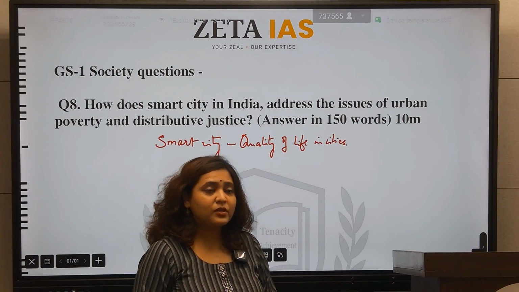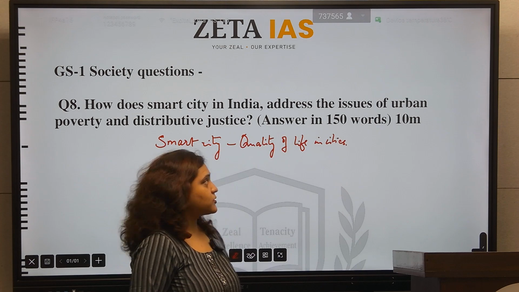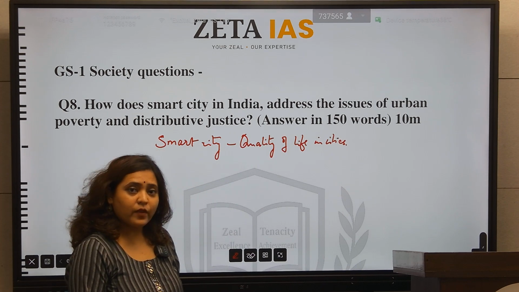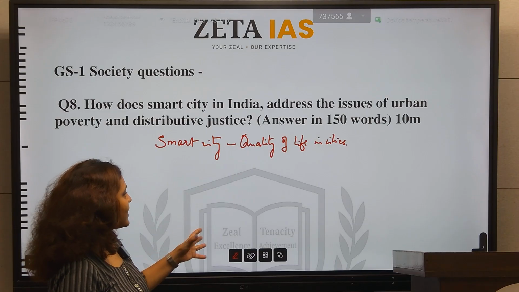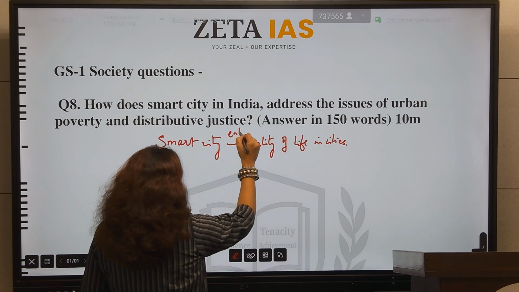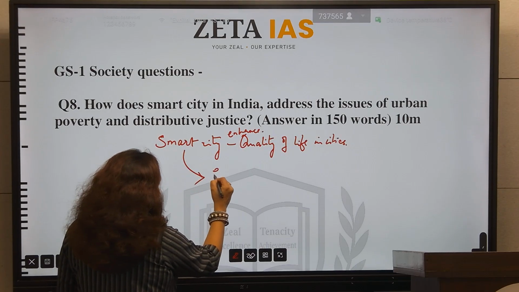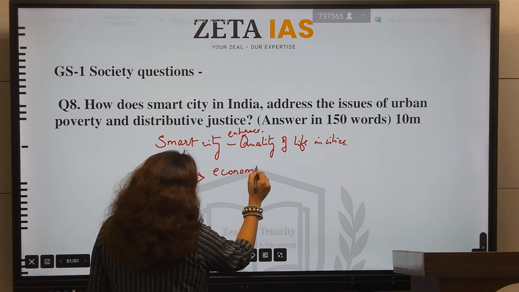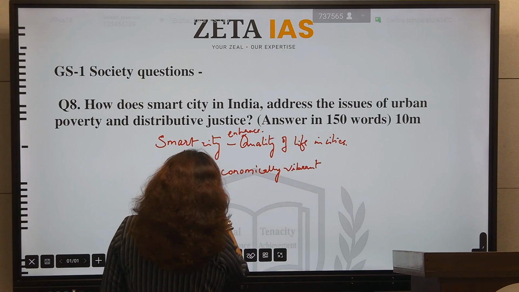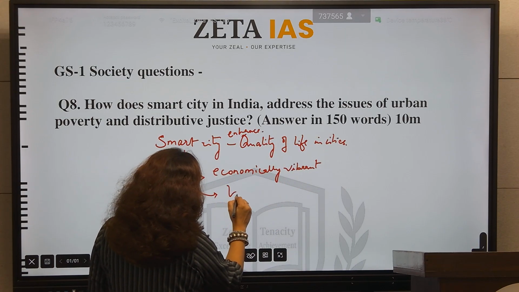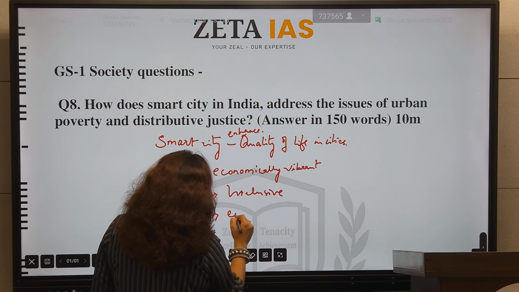So people find opportunities in their own cities. This will also reduce the burden on the metro cities. So now the main aim is to enhance the quality of life in cities. The aim is to make cities economically vibrant, inclusive, and environment friendly.